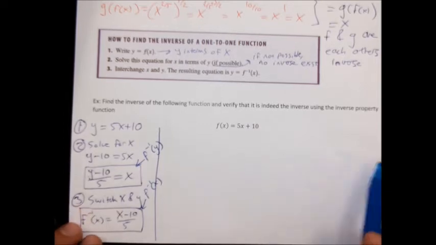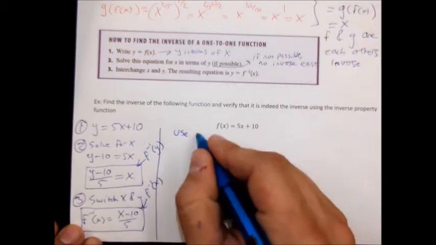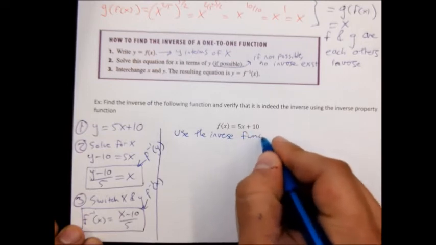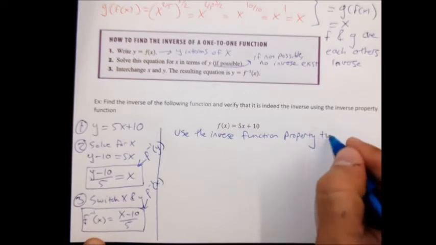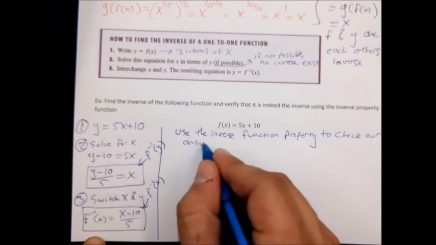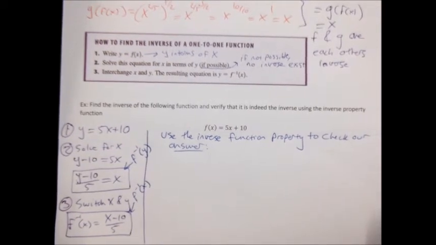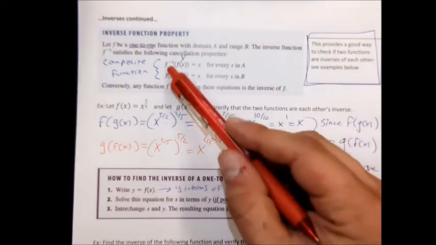So what I want to do with the rest of this page is use the inverse function property to check our answer. In order to check the answer, we plug each function into the other function, and we see whether or not they cancel out when we get x, right? We're going to do both these things just like we did in this previous problem.